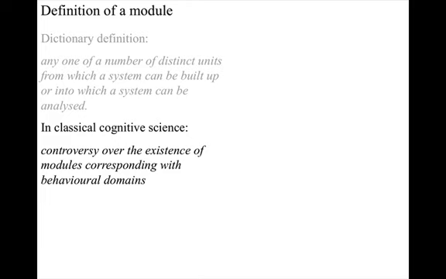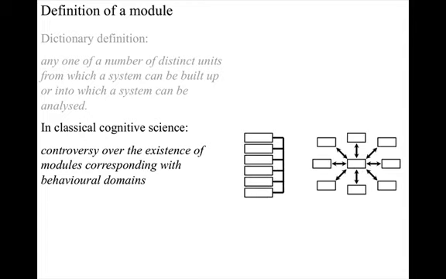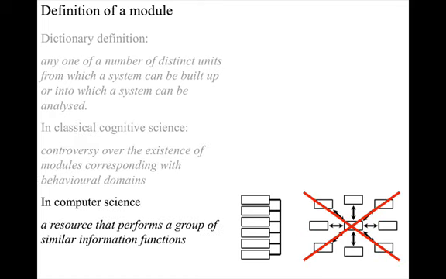There's been a long-standing controversy in cognitive science over the existence of modules, where a module has been defined as a unit of resource that corresponds with a type of behavior. In other words, in the computer example, a physical information processing resource that performs one application. And as we'll see, modules of that kind are very unlikely to exist. In computer science, the term module is reserved for the unit of information processing resource, and that's how it's going to be used in this course.